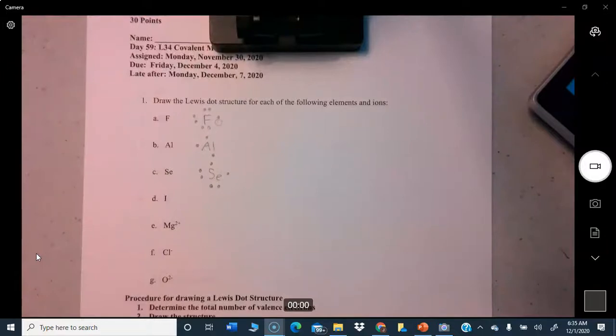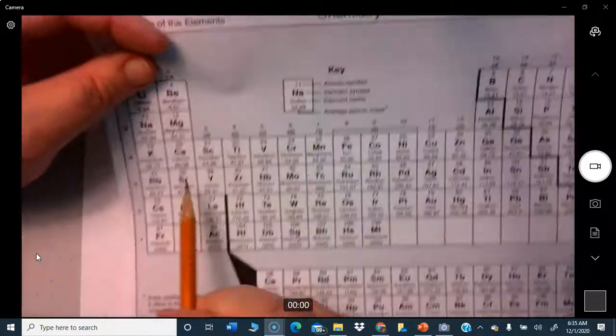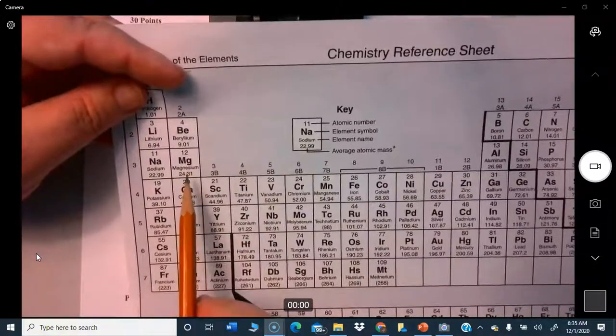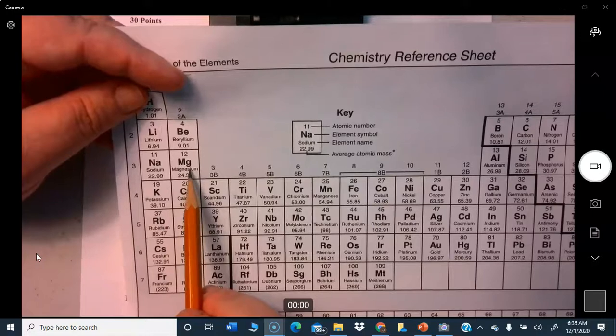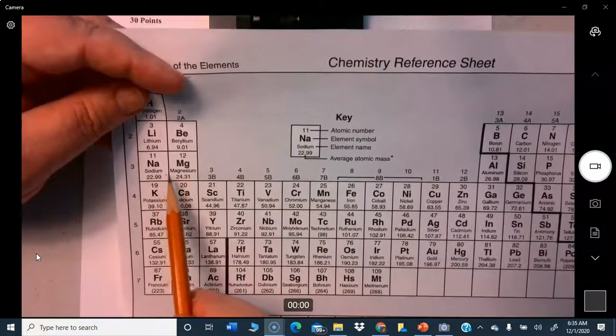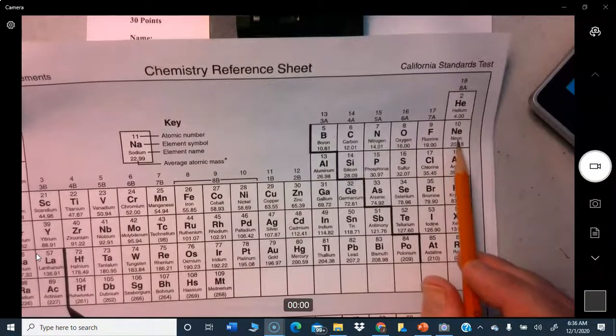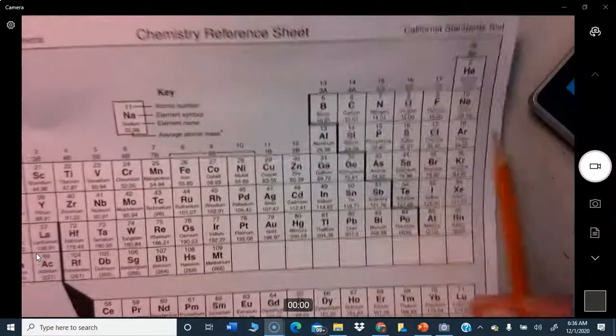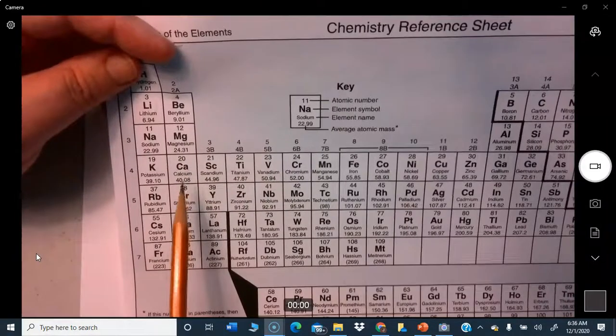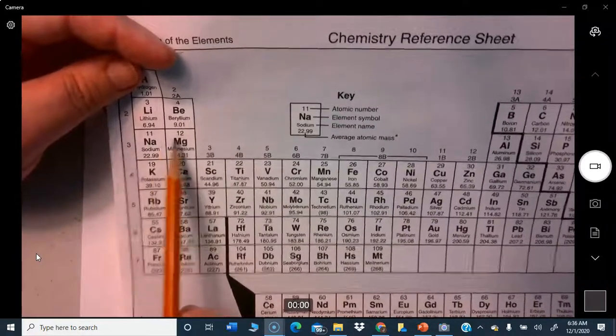Magnesium is a 2+. Okay, so now we're dealing with a magnesium 2+, and magnesium is right here, and normally it would have 1, 2 valence electrons, but a 2+ means it's lost those 2 valence electrons, so it now has the electron configuration of neon. So it now has a full octet. Because it lost those 2 electrons, it's also lost that 3rd orbital.